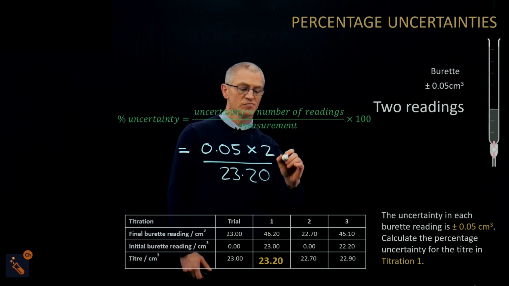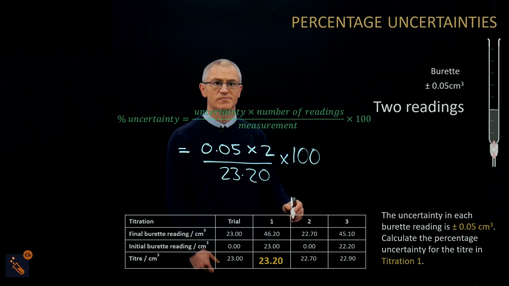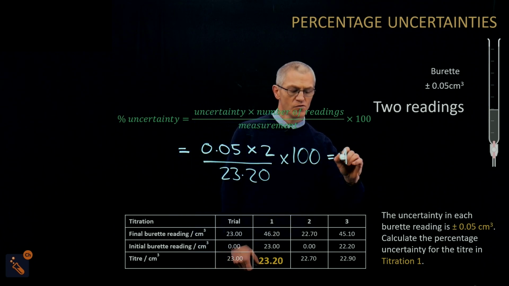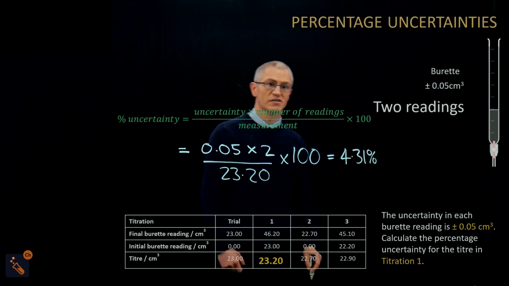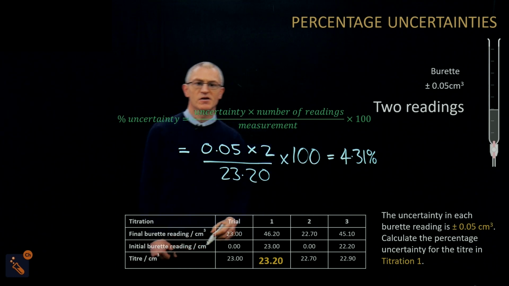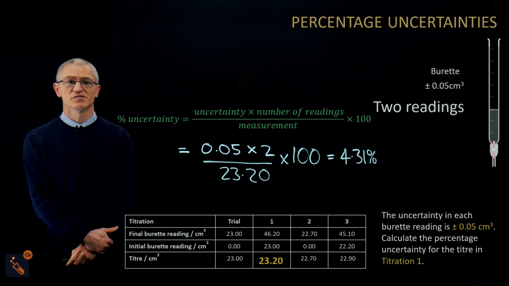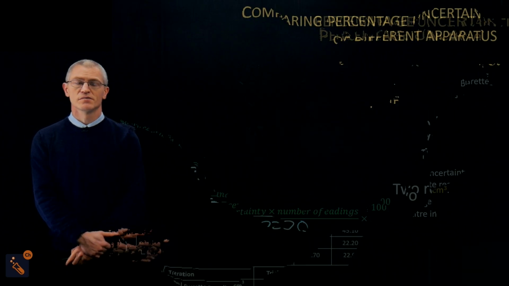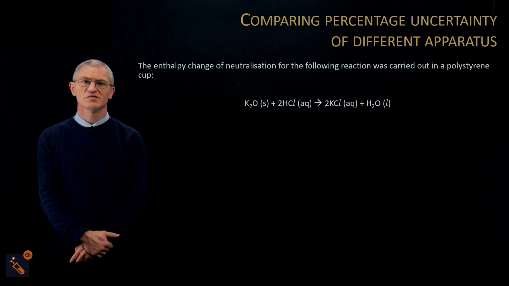Okay, and then I times that by 100 to get my percentage. Okay, and that ends up being 4.31%. So we've got 4.31%. So that is an example of how to use a piece of apparatus with 2 readings to calculate your percentage uncertainty. The next stage is to compare percentage uncertainty of different apparatus.